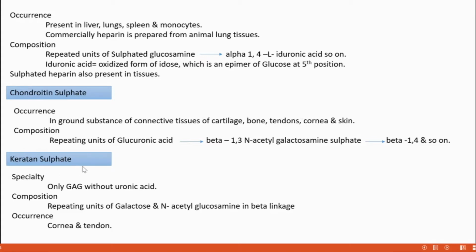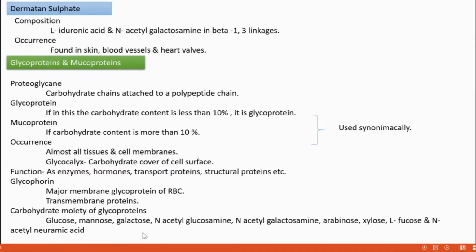Then keratan sulfate. What's the specialty? These are the only mucopolysaccharides without uronic acid. All the others have uronic acid. Composition: repeating units of galactose and N-acetylglucosamine in beta linkage. This is mostly found in cornea and tendon. Then dermatan sulfate is composed of repeated units of L-iduronic acid and acetylgalactosamine in beta-1,3 linkages. It's found in skin, blood vessels, and heart valves.